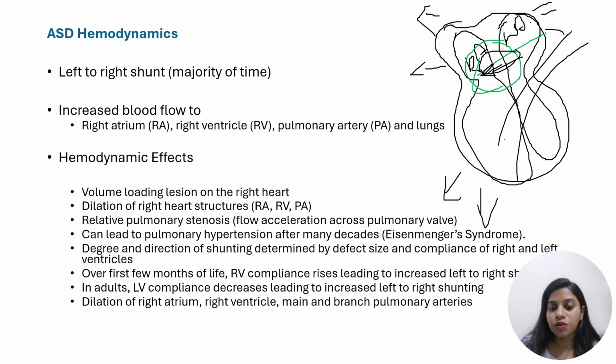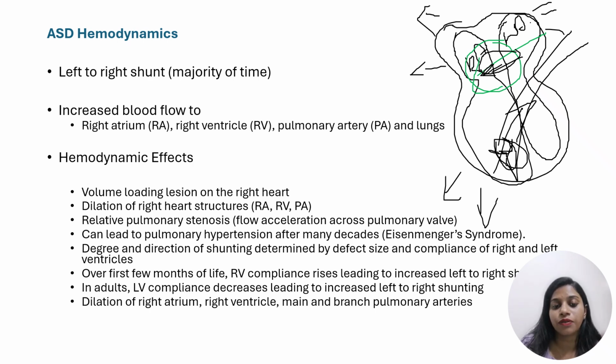Relative pulmonary stenosis: in the pulmonary artery there is a pulmonary valve, right, to control the blood flow. There is no issue with the pulmonary valve, but what happens when these chambers dilate? A lot of blood volume is coming to the right heart chamber, so this volume has to be pushed back to the lungs, which causes increased blood flow through the valve, so it can cause a relative pulmonary stenosis. So the velocity across the pulmonary valve will be higher.